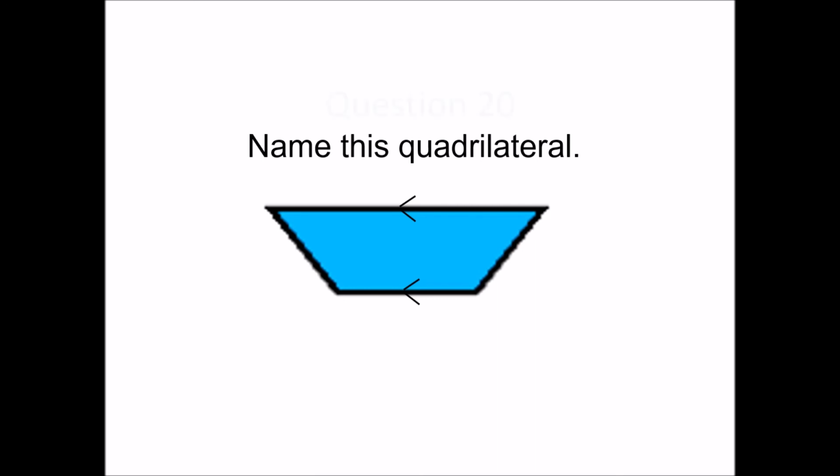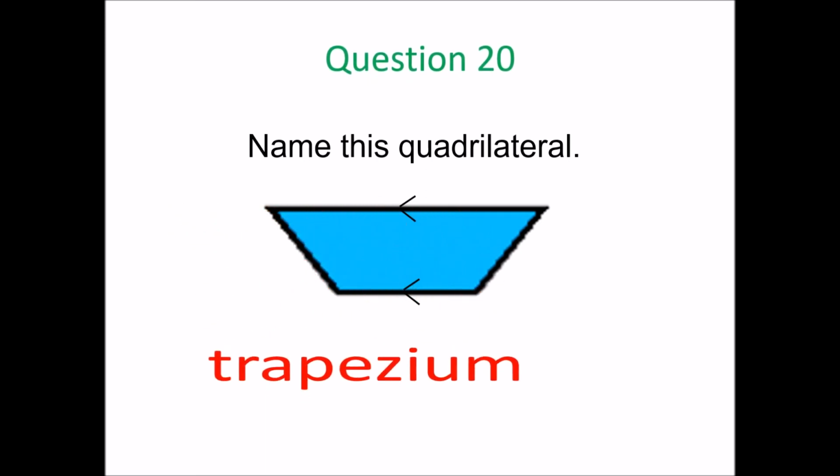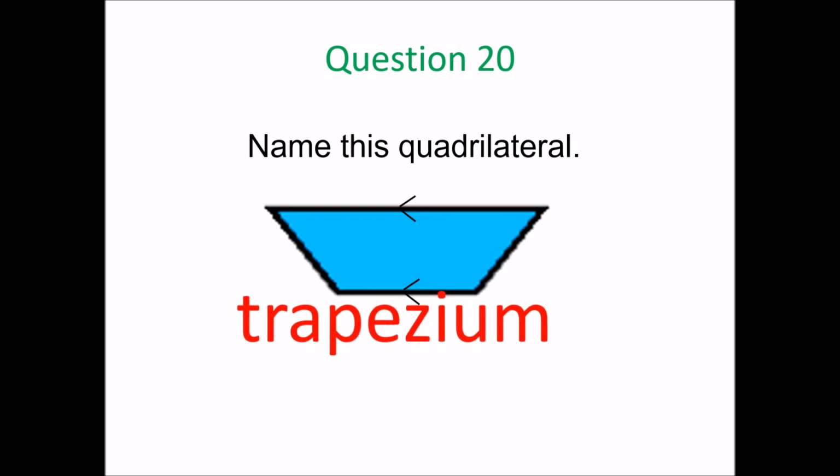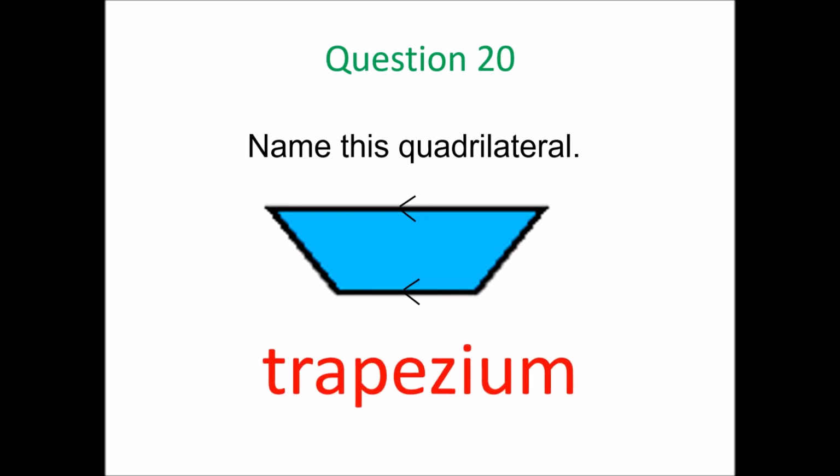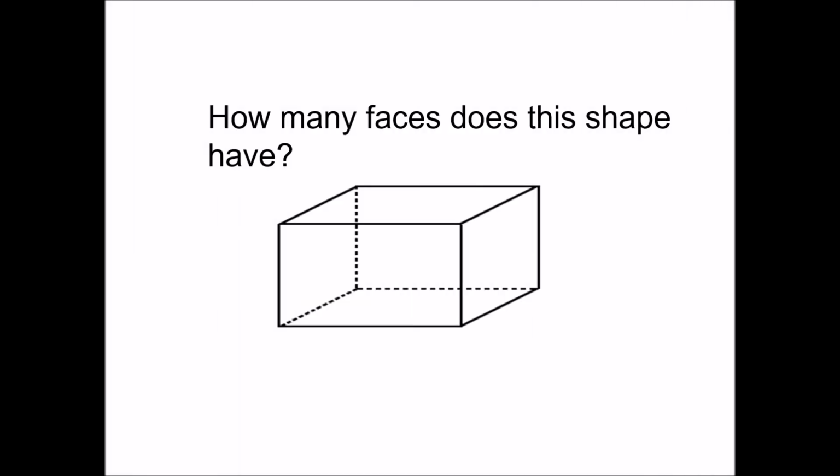And name this quadrilateral. Once you have the answer and it looks like it's correct, you would get marks for this. What is this quadrilateral? It's a trapezium or trapezoid. Any of those would be correct. Trapezium or trapezoid. One pair of sides that are parallel.